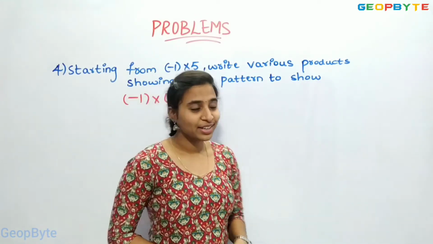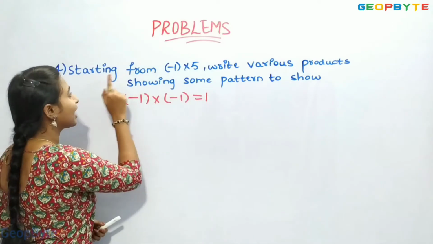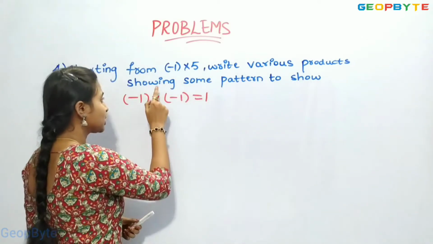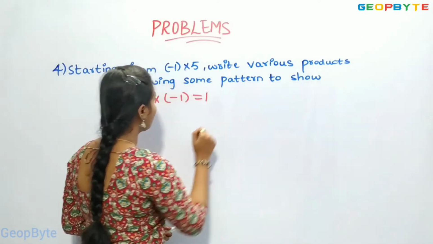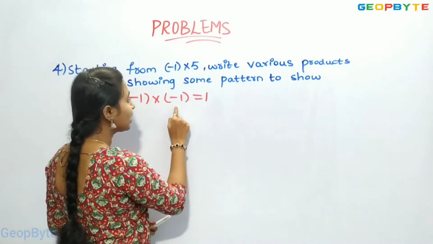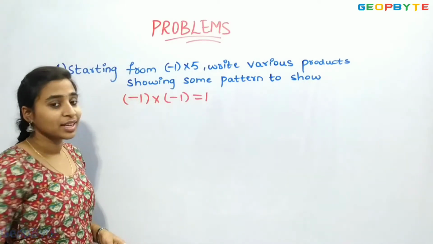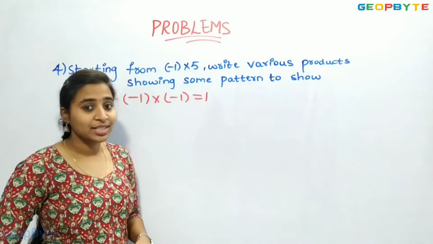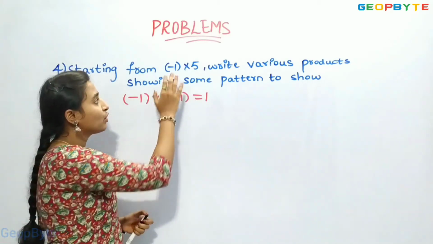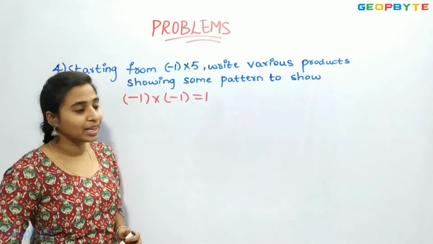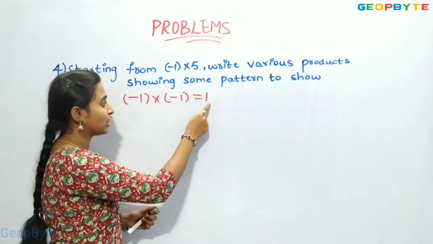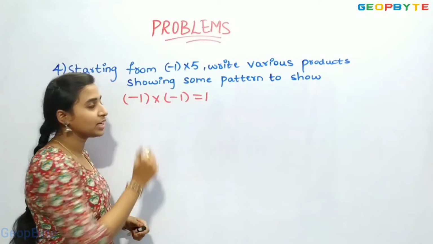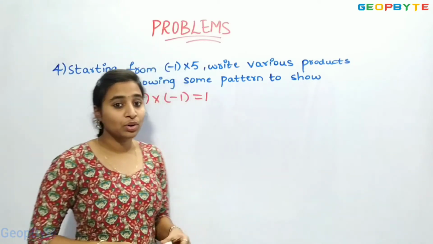Now, let us see the fourth question. Starting from minus 1 into 5, write various products showing some pattern to show minus 1 into minus 1 is equal to 1. They asked to complete the pattern from minus 1 into 5 until we get minus 1 into minus 1 is equal to 1. See, here we have a positive integer, here we have a negative integer. That means we have to follow the number line.